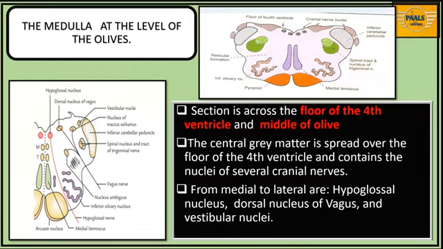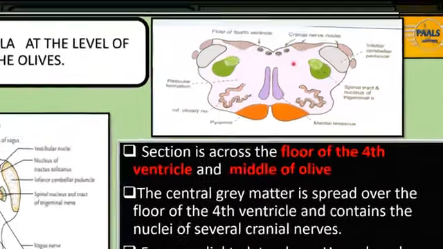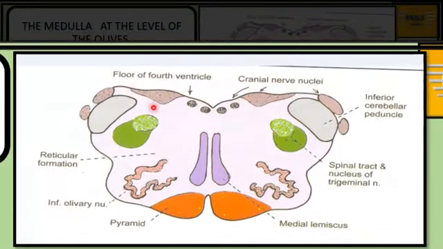We can notice that at this level, we've gotten to the level where we consider the medulla as the open part. In our lecture in part 1 of this series, we talked about the upper open part of the medulla and then the lower closed part of medulla. Here, the central gray matter has opened into the fourth ventricle, and we can see a number of nuclei spread around the floor of the fourth ventricle.